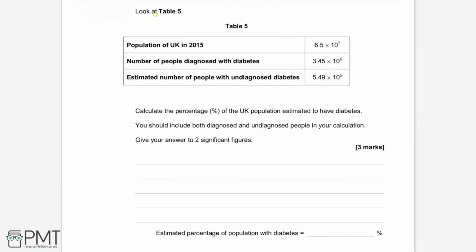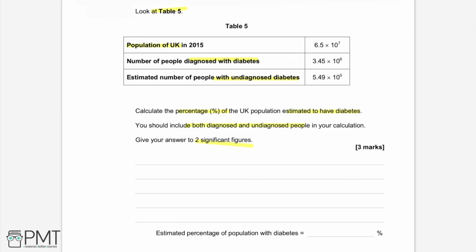Look at Table 5. Table 5 shows the population of the UK in 2015, the number of people diagnosed with diabetes, and the estimated number of people with undiagnosed diabetes. The figures are given in standard form. Calculate the percentage of the UK population estimated to have diabetes. You should include both diagnosed and undiagnosed people in your calculation. Give your answer to 2 significant figures.